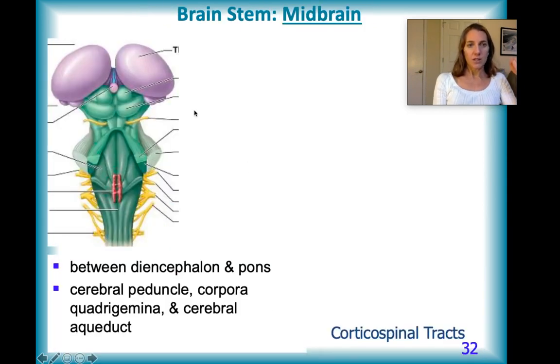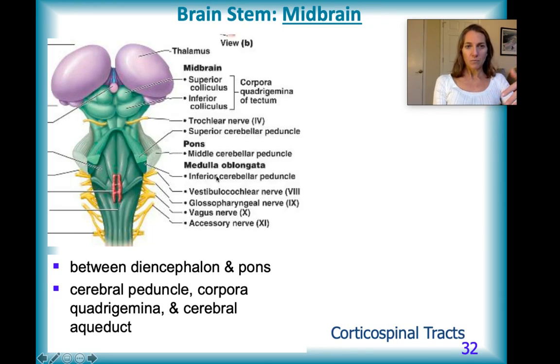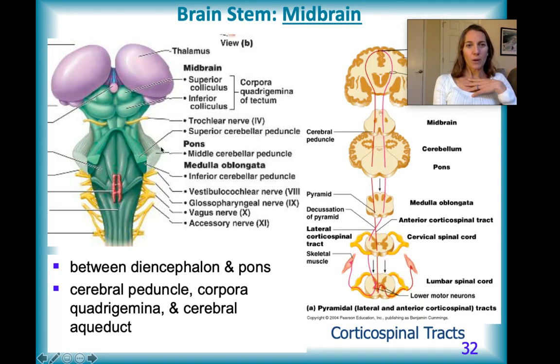So to start looking at the midbrain in a bit more detail, it's going to sit between the diencephalon, this is the thalamus once again, and the pons, which has been cut in this view. So one question that I had is, is this the dorsal or the ventral view? And hopefully you arrived at the dorsal view. So the cerebellum has been removed here. And what we're seeing is the pineal gland.